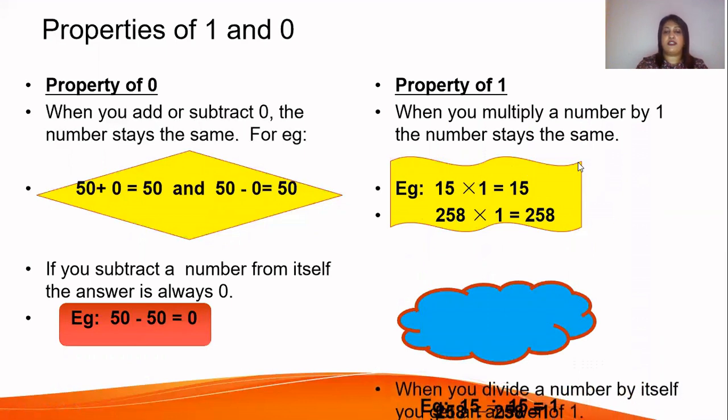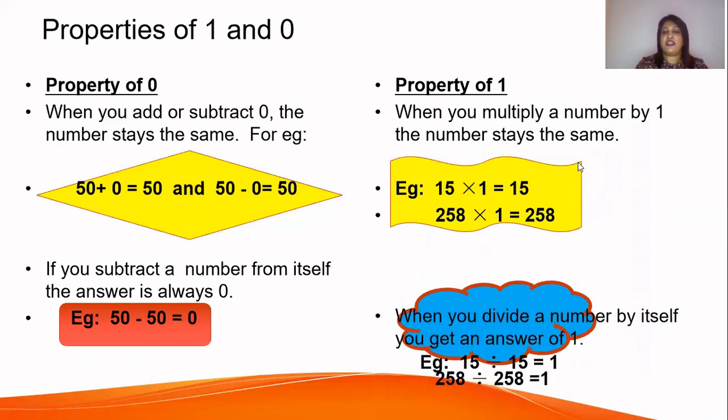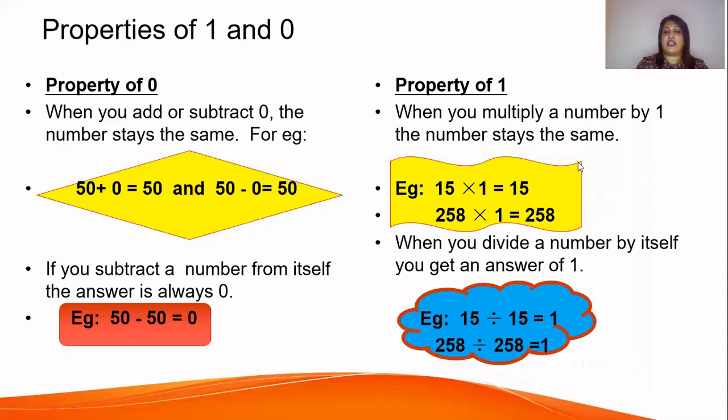Next property of 1. When you divide a number by itself, you will get an answer of 1 always. So if I take a number, for example, 15, I'm dividing 15 by itself. My answer will be 1. 258, I'm dividing it by itself. My answer will be 1. So whatever number you take and you divide it by itself, your answer will always be 1.